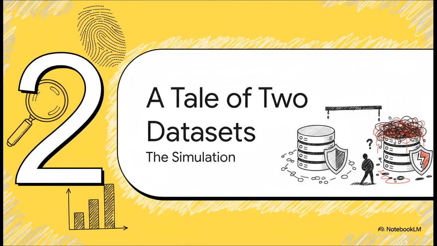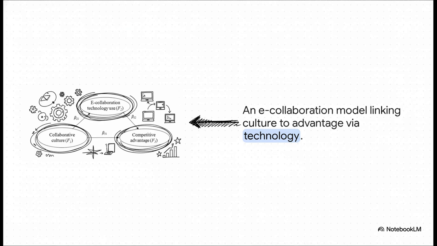To really see how this culprit works, we're going to look at a really cool experiment from a paper by a researcher named Ned Koch. He set up what you can think of as two different crime scenes. One was totally clean, and the other was contaminated. This is the model he used for the experiment. It's pretty straightforward. It suggests that a company's collaborative culture influences how much they use collaboration tech, and those two things together lead to a competitive advantage. Seems like a simple case, right?